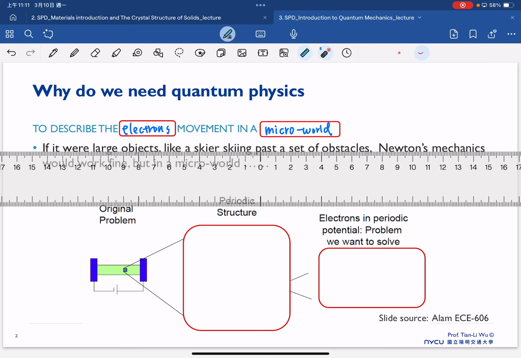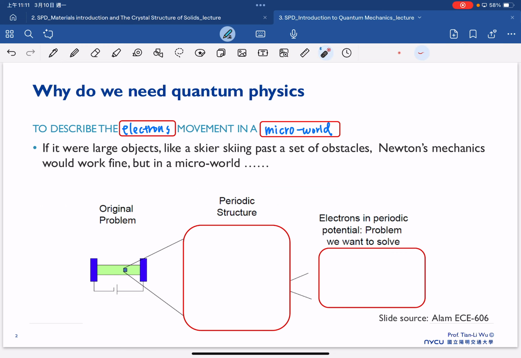If the objects are large, we can usually apply Newton mechanics, considering very large objects like the things in daily life. Newton mechanics works very well. But in the micro world, this is not true. Newton mechanics doesn't work. So imagine this is our original problem. We have a piece of semiconductor.